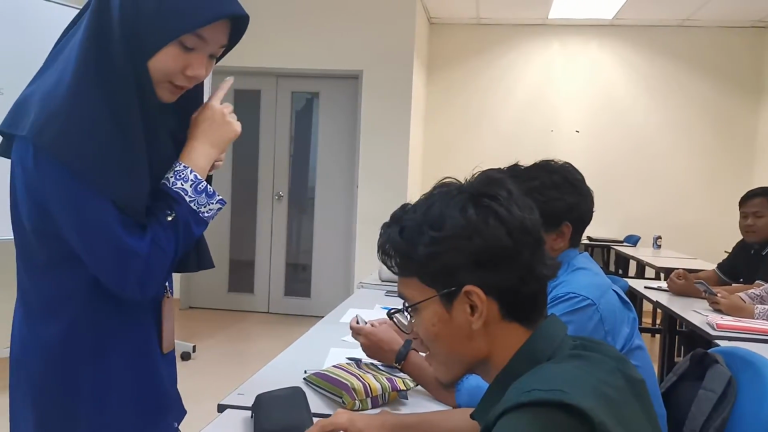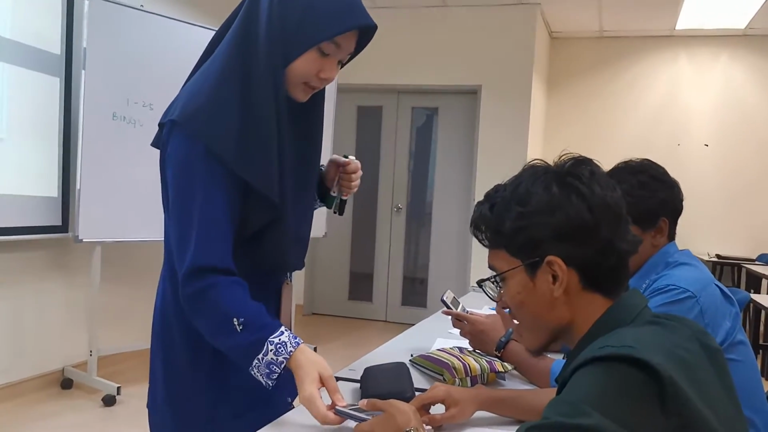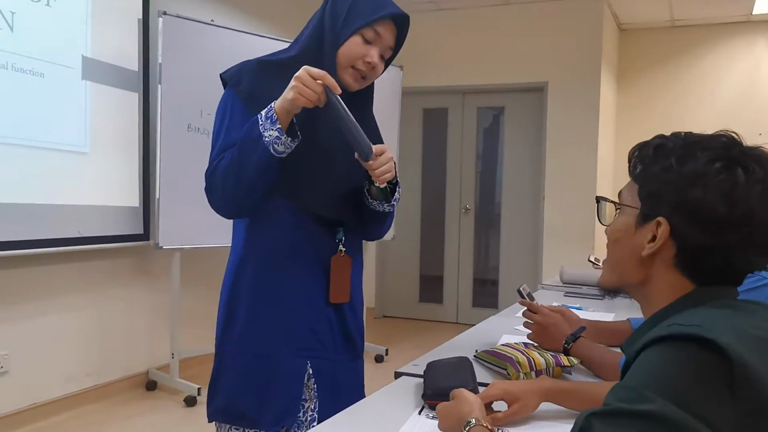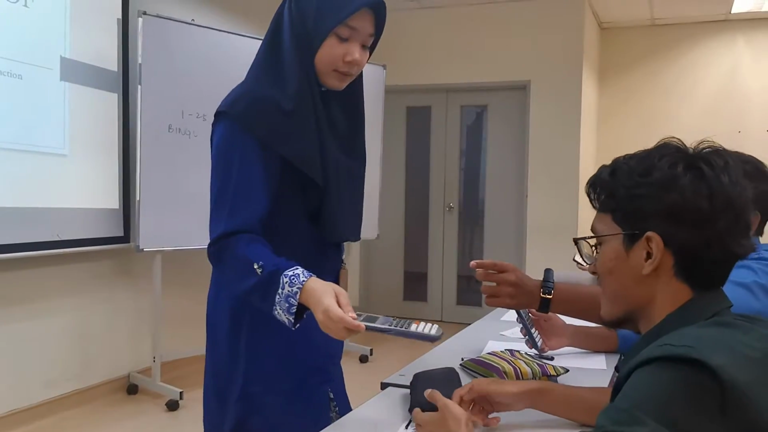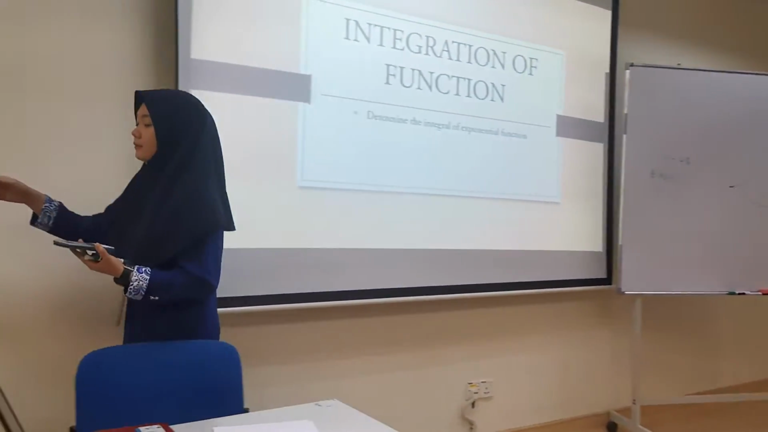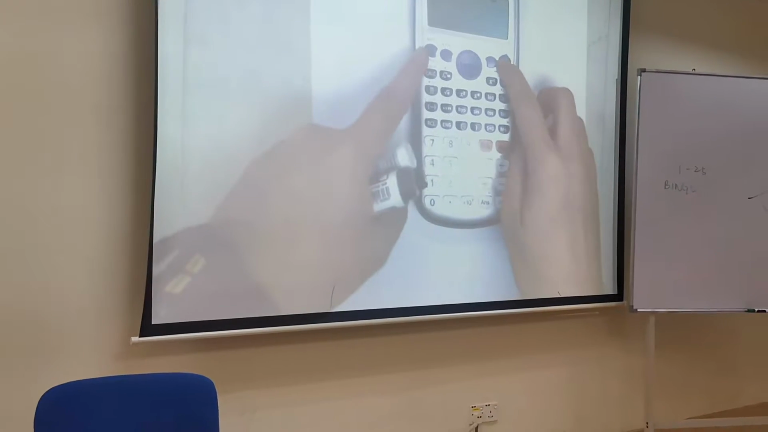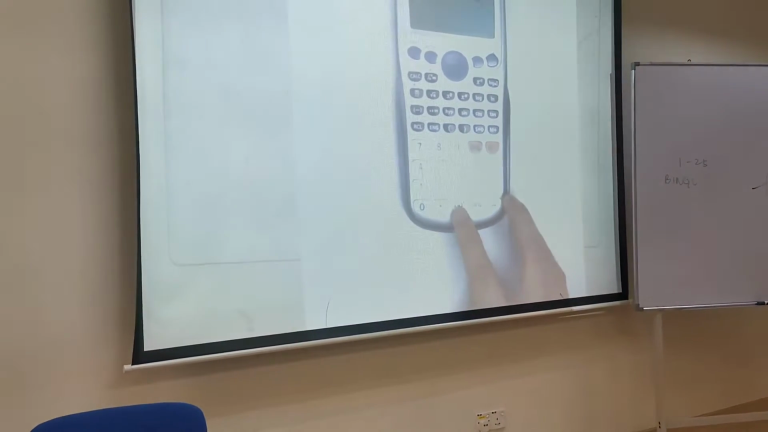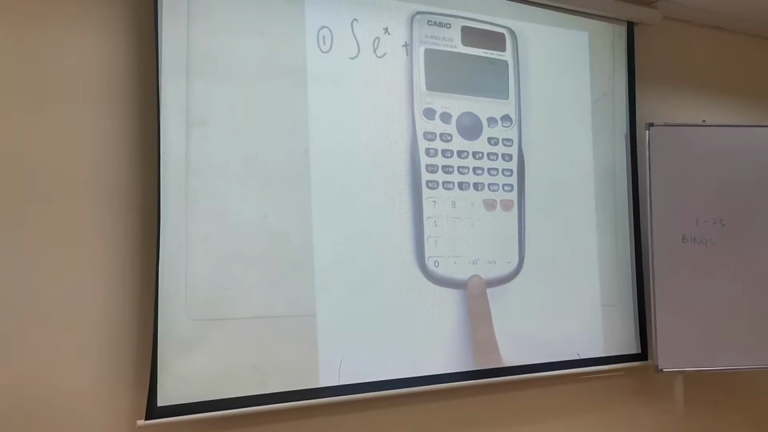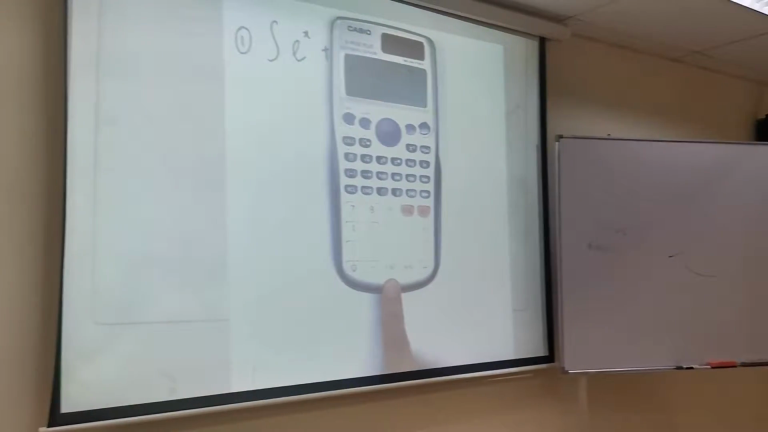You can find that your calculator has an E on it. Press alpha, and then 10 to the power of x. Maybe you can show us there. So here is your calculator, right? Alpha, and press this one. It's an E. Correct.